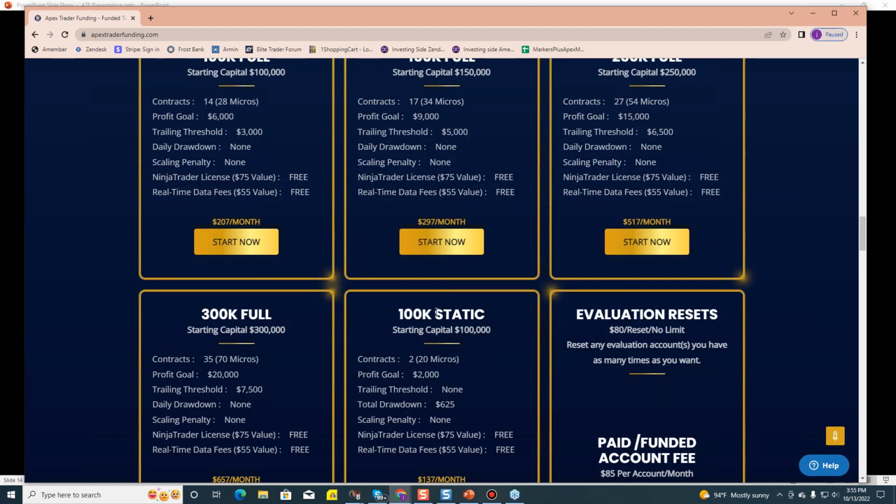What this means is on the static accounts, when you start off with a $100,000 balance, your stop, meaning, hey, don't let the balance go below this level or you failed, is $625 below that, right? So it's at 99,375. That's what's called a static account. Your stop, like, hey, below this number you fail, is static. It stays right there, doesn't move. Some of these others have what's called a trailing threshold.